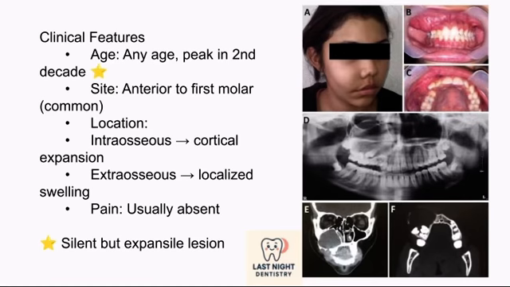Now, we will see the clinical features. Clinically, it can occur at any age, but most commonly in the second decade of life, usually anterior to the first molar. What is also seen here is that intraosseous lesions expand the cortical plates, while extraosseous lesions are localized swellings. Pain is usually absent. This is a silent but expansile lesion. You have to remember this key point. Here are the pictures where you can see what is basically happening in this disease.